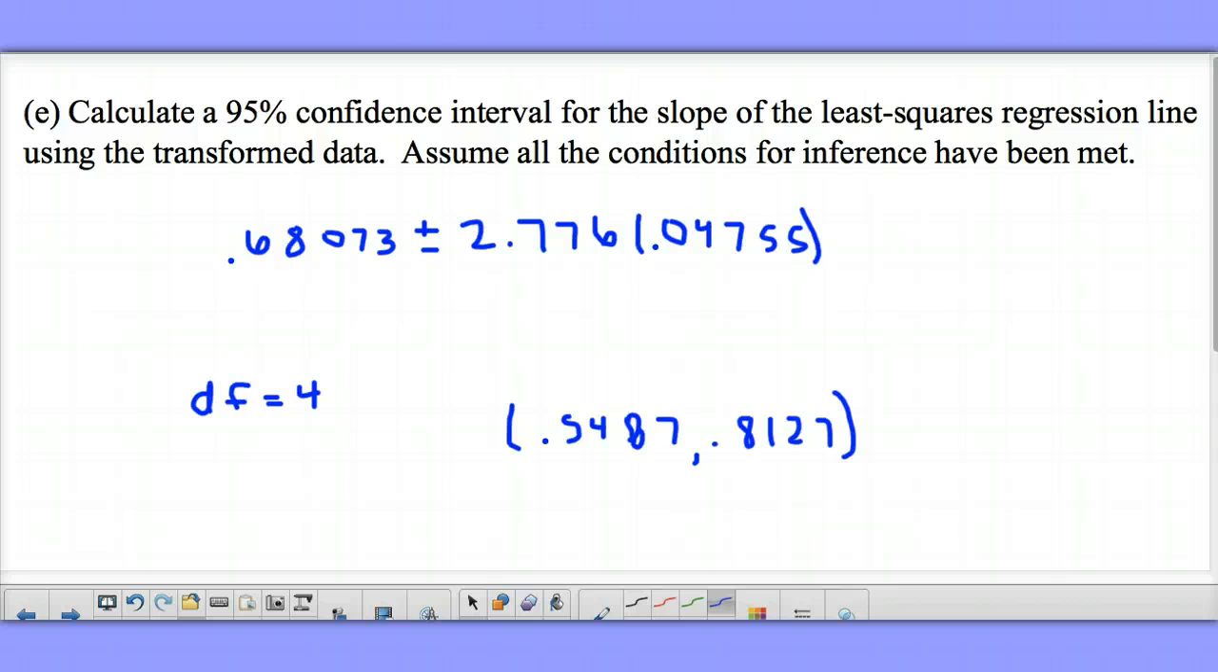I've calculated my confidence interval by adding and subtracting the margin of error, and so I can say I'm 95% confident that the slope of the regression line relating course number to natural log of the number of M&Ms remaining is between 0.5487 and 0.8127. And remember, this is an exponential model, and exponential models are y equals a times b to the x.